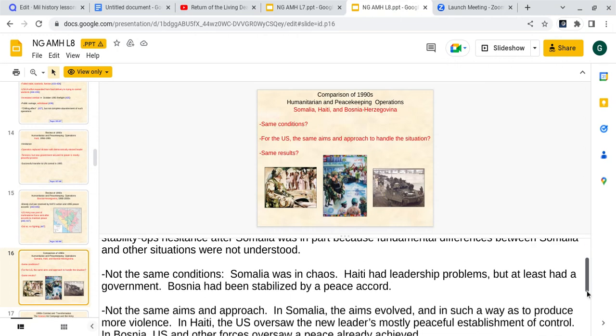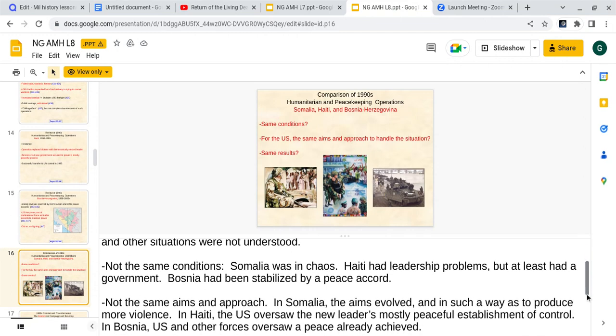So to summarize, in the notes here we have, Somalia was in chaos. Haiti had leadership problems. They had a bad dictator, but they still had a government, even though it was a bad government. And in Bosnia, things were already stable by a peace accord, and we just went in to make sure that they stayed peaceful.